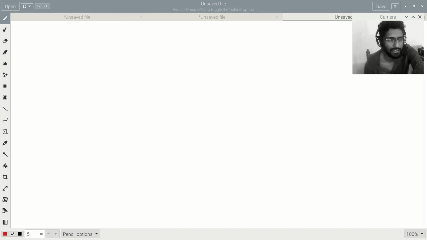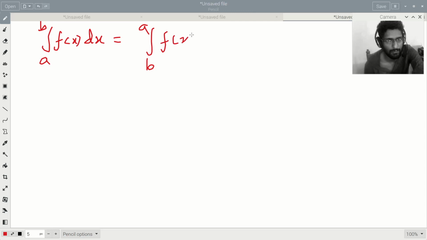So we can write it is equal to, before that, if you have a function from a to b, you are going to find the integral from a to b of f of x dx. We can reverse the limits. It is equal to the integral from b to a of f of x dx, but at the cost of a minus sign. We need to put a minus sign.